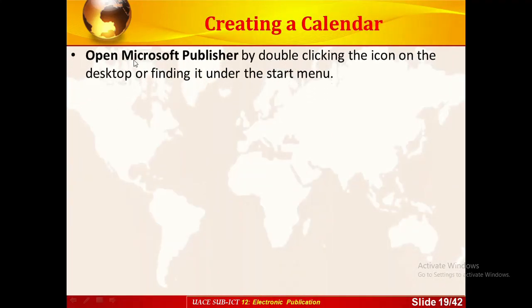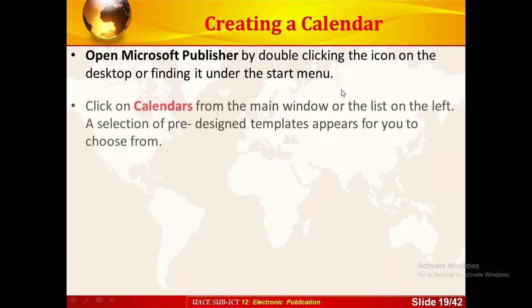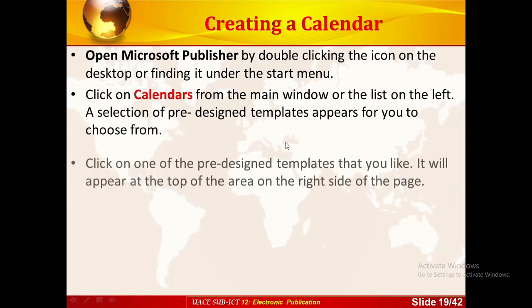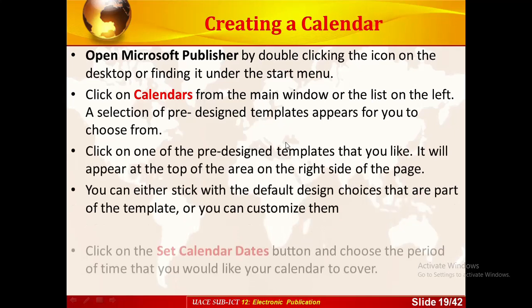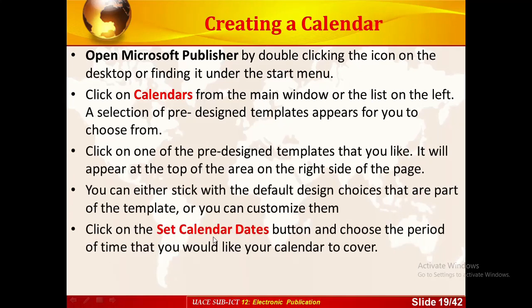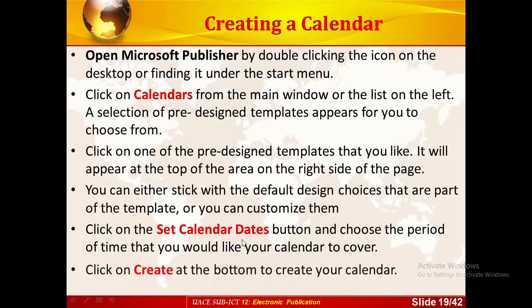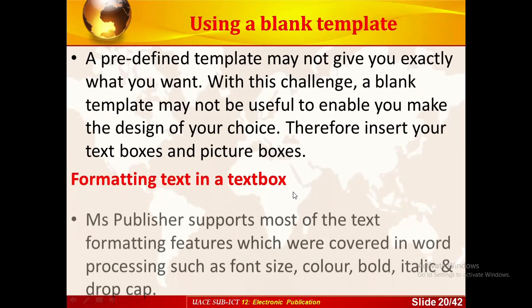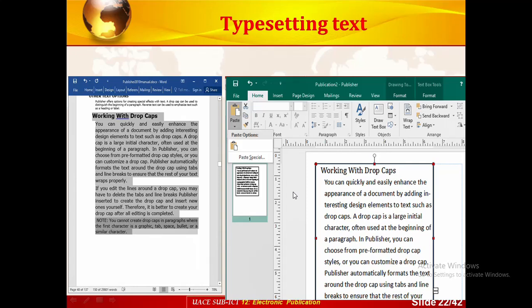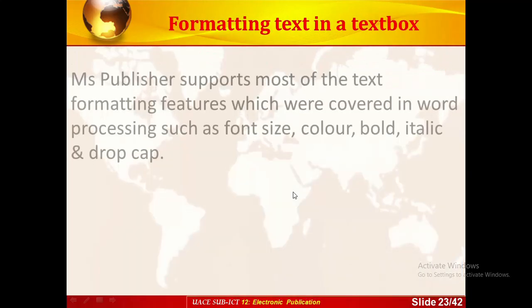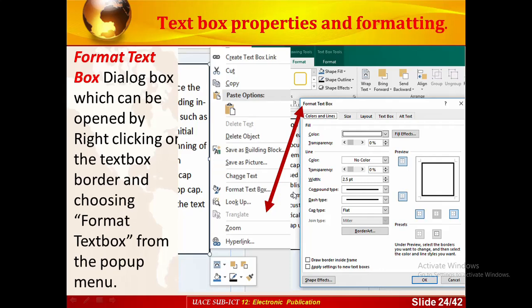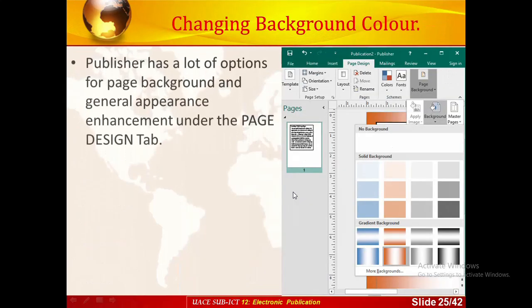This is just a sample publisher. You can start with creating calendars from the main window on the left. So you just select a template of your choice, then you'll be able to set calendar dates, then you'll be able to start creating. Those are what you call the templates. You can always deal with all kinds of these templates. These are all text boxes. This now we are editing. We are changing the background color.